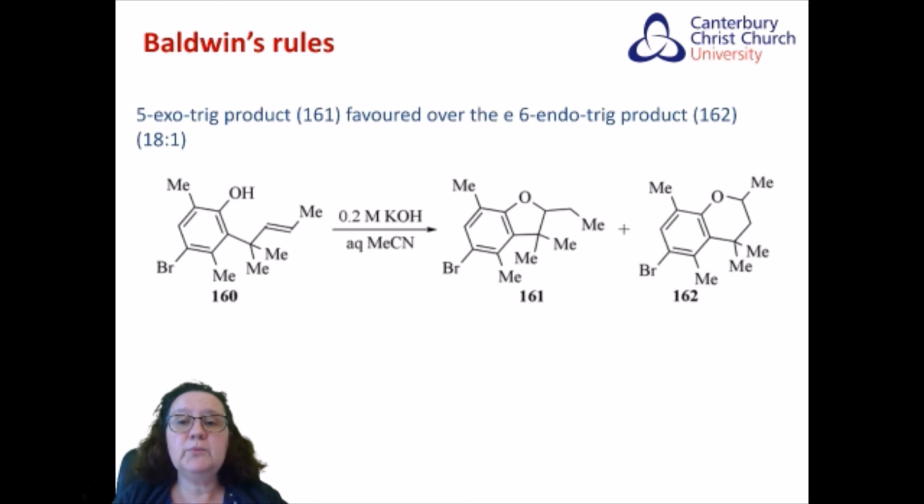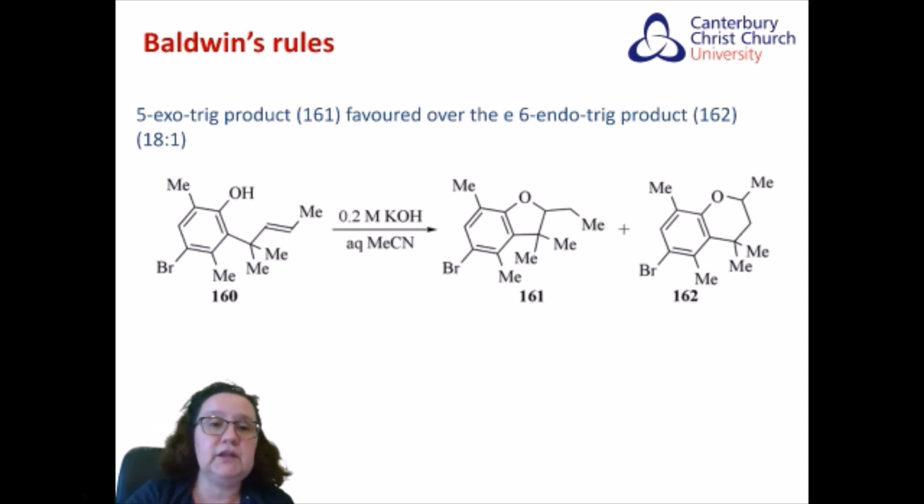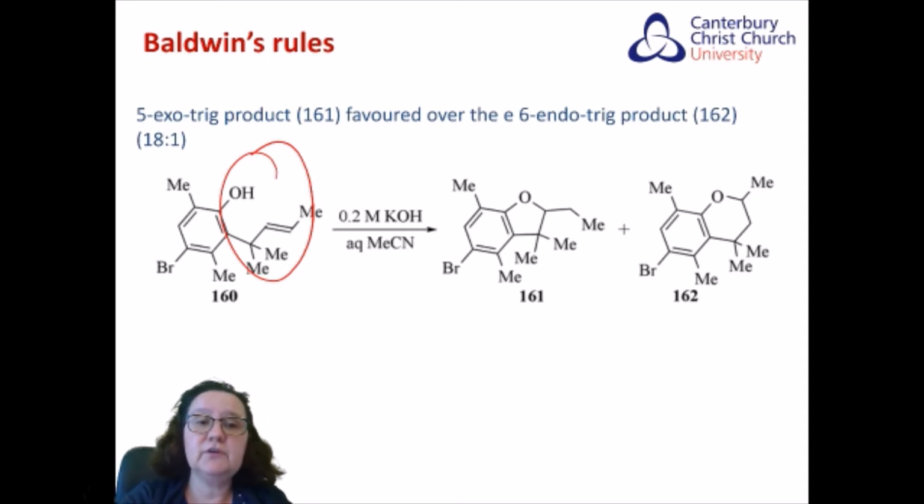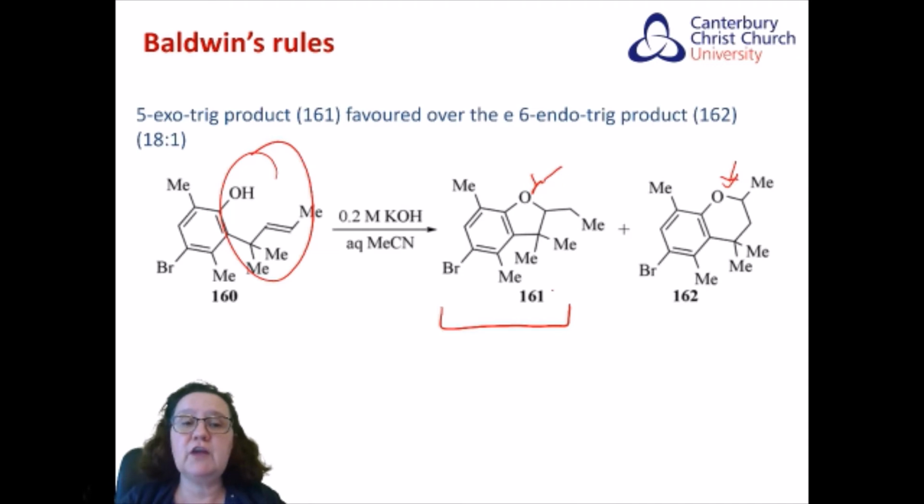This is an example of a formation of two possible rings in this area of the molecule. So you've got the 5-exo-trig product and the 6-exo-trig product, and they both form, but the most favored one is the one corresponding to the 5-exo-trig product, in a ratio of 18:1.